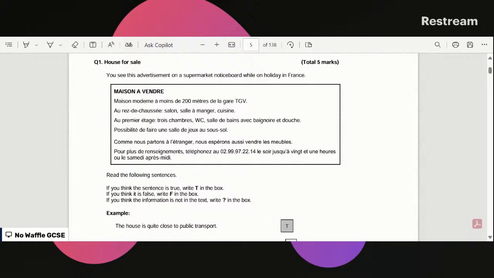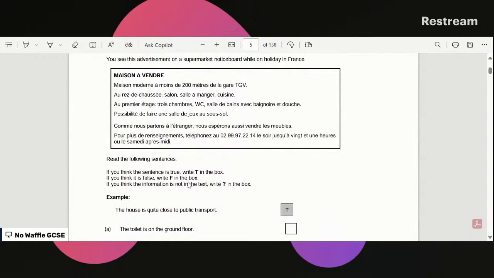So let's go. The first one says the house is quite close to public transport. So let's read this and try and find where it is, and I can highlight this here. So what I'd always recommend is with your reading exam, go through with a highlighter and answer them. Make sure you're highlighting in the text exactly where you're finding it. So the house is quite close to public transport. This is already given to us. So moving on to A. The toilet is on the ground floor.